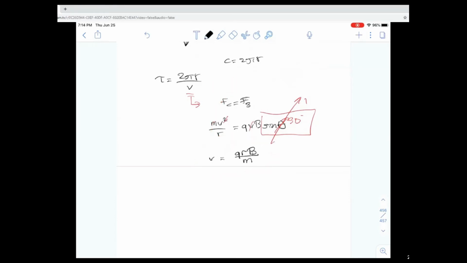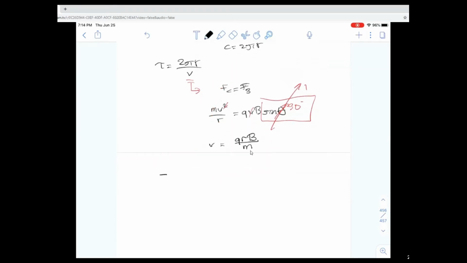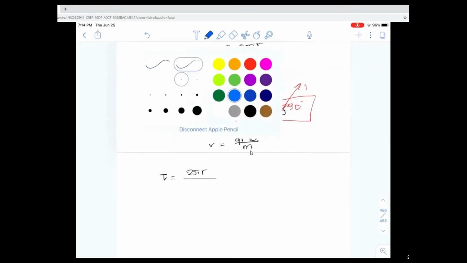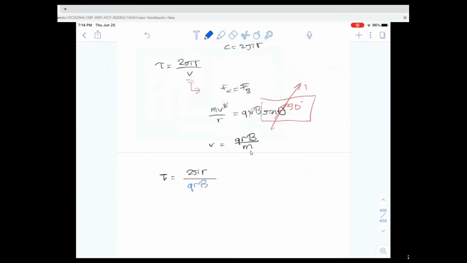So what do we do? Substitution. And that's it. So we have 2 pi R divided by this new expression, QRB over M. M is the denominator of a denominator, so I'm just going to pull it up. And then once again, R does not matter. This is so weird.